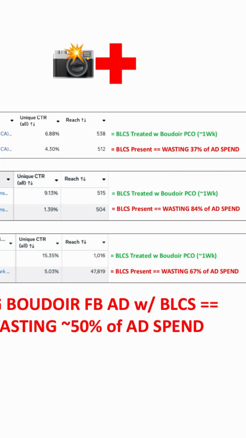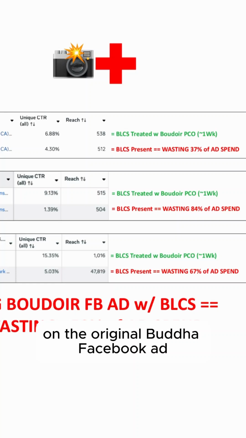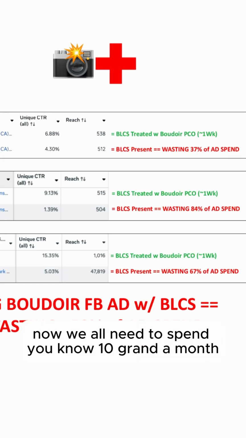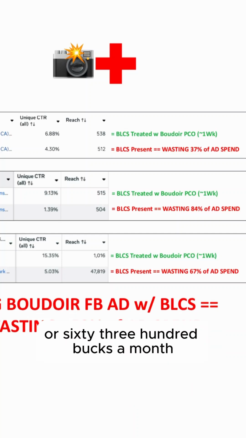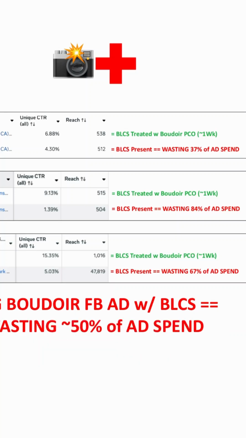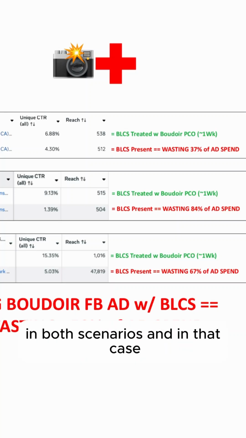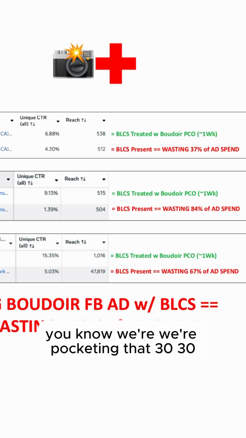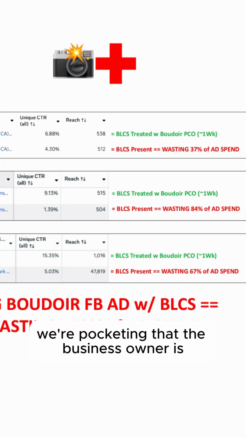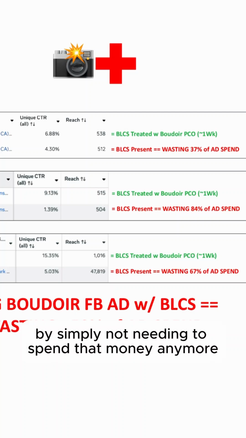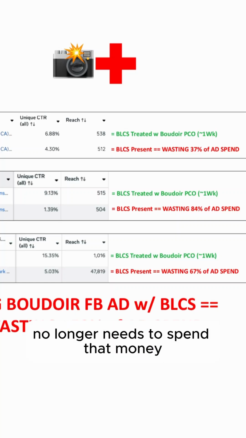So if they're spending 10 grand a month on the original Boudoir Facebook ad, now we only need to spend $6,300 a month on the Boudoir Pico treated ad to get our ads into the same number of women's brains in both scenarios. And in that case, we're pocketing that $3,700 a month that was previously wasted. The business owner is pocketing that by simply not needing to spend that money anymore.